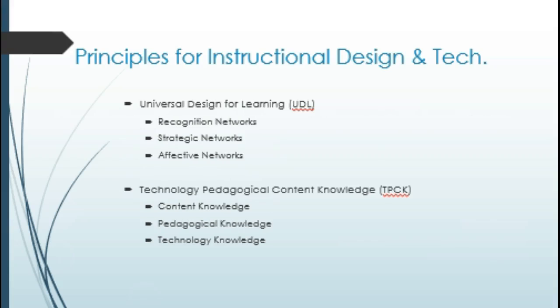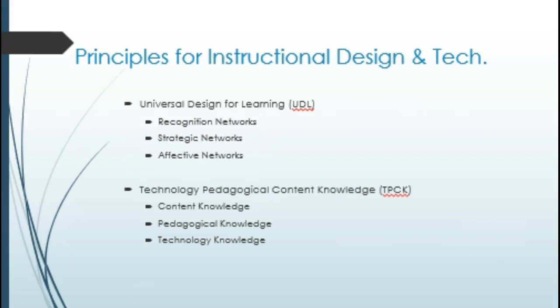Continued, the universal design for learning. So the purpose of universal design for learning is similar to the Common Core, where your goal is to reach your students by teaching them on the same level. So you have the recognition networks, strategic networks, and affective networks.